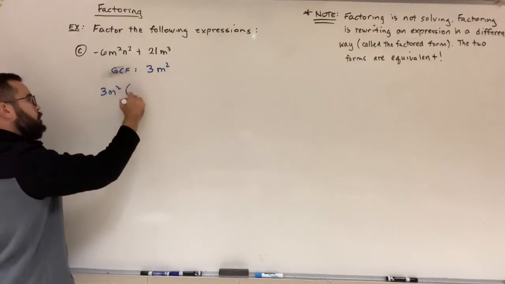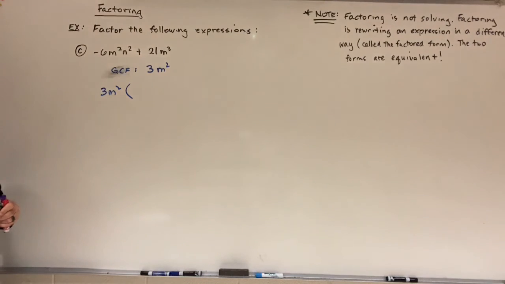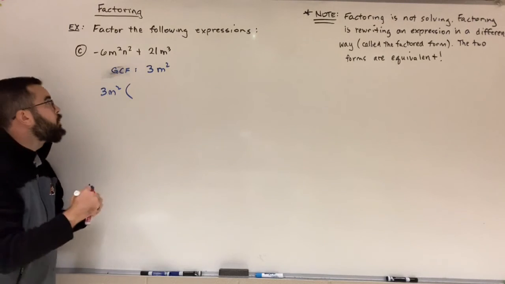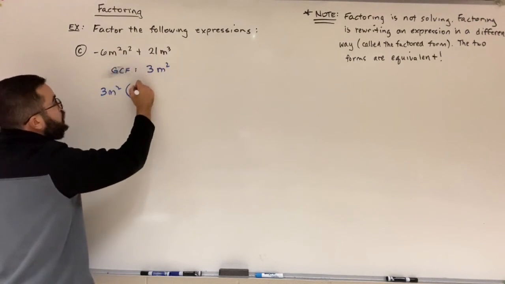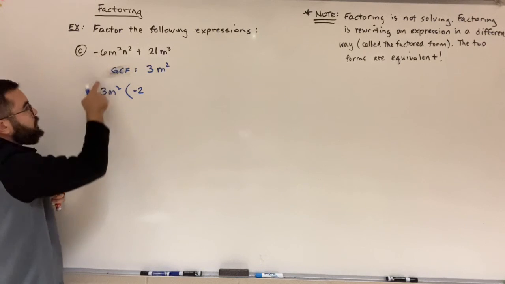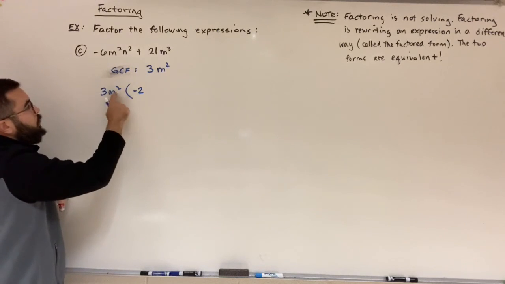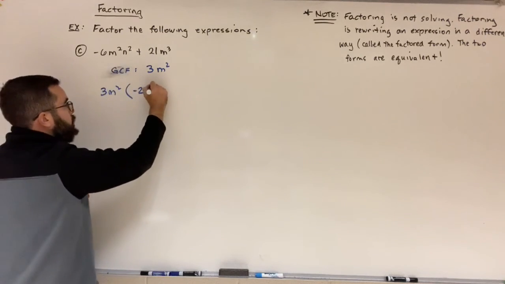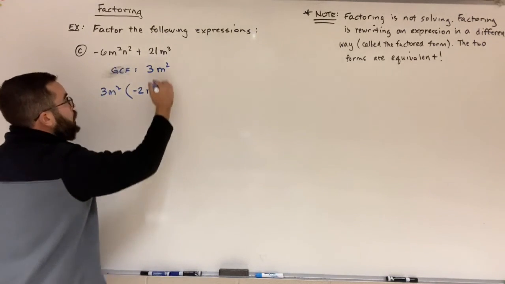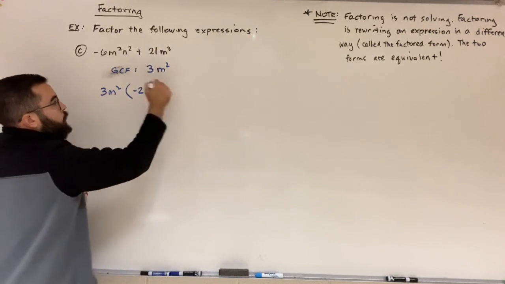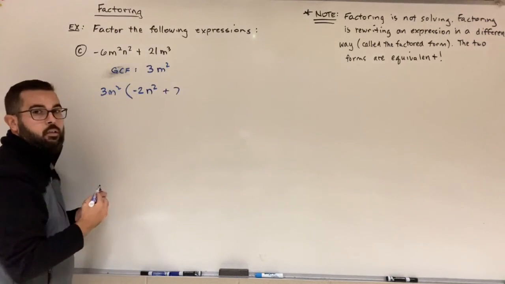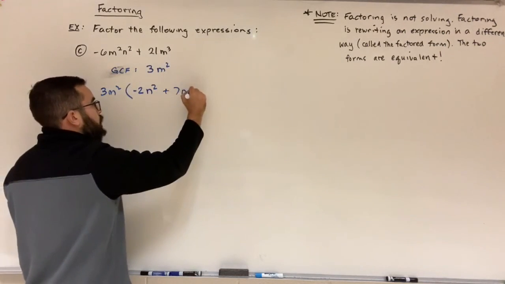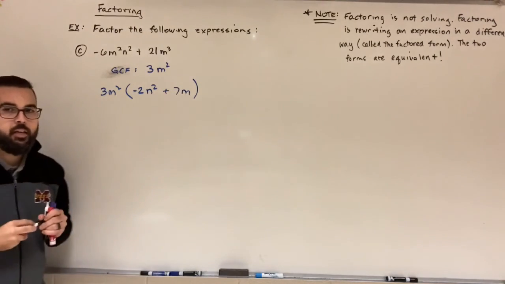So in factoring, we have 3m squared. If I divide out 3m squared from negative 6m squared n squared, I have negative 2 to start, because negative 6 divided by 3 is negative 2. M squared divided by m squared is 1, so they cancel out, but then I still have that n squared. 21 divided by 3 is 7. And then m cubed divided by m squared is m. And there's my factored form.